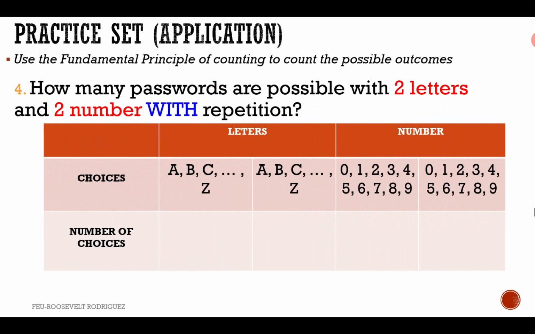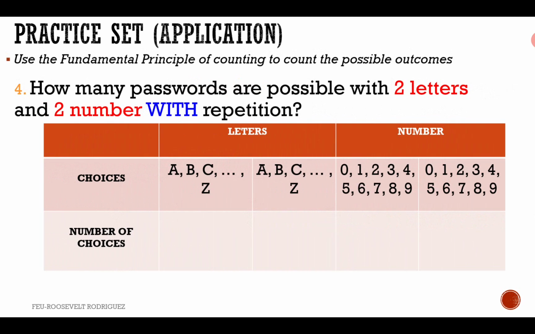Next is for item number 4. So, all of our previous examples sa question number 1, 2, and 3, since hindi sila affected ng occurrence, yung event A ay hindi affected ng occurrence ng event B, so that is an example of independent event. So, this time, medyo magiging iba na. So, for question number 4, how many passwords are possible with 2 letters and 2 numbers with repetition?